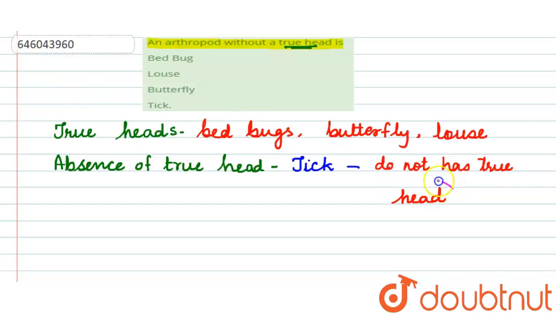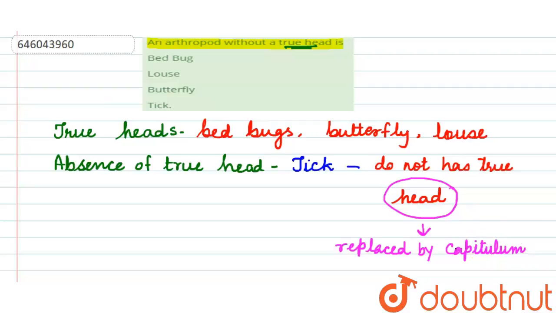Now if we talk about the head over here in the case of your tick, it is actually replaced by a structure named capitulum. So capitulum is a structure that replaces the head in the case of your tick, and it is the one which contains mouth parts that are adapted for piercing skin and sucking blood, and contains neither the brain nor the eyes. So going back to the question, the arthropod without true head is your tick. So option 4 is the correct option and the remaining 3 are wrong options.